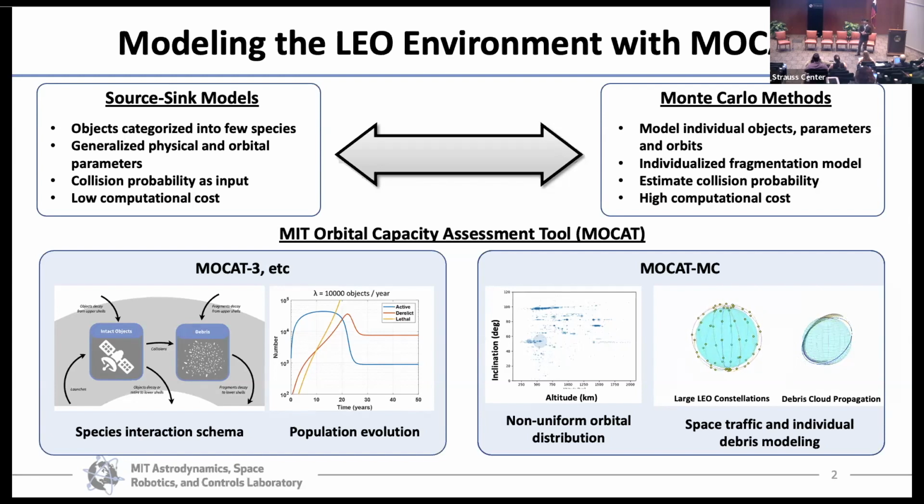And you need to have many, many samples to have some confidence in the statistics that you get at the very end. So it is a method that is more used today and a little more believable, perhaps, just because we're able to track every single object and you know exactly what's going on. Source-sink side is pretty generalized, but we call both of these together the MIT Orbital Capacity Tool, the MOCAT tool, and we're trying to bridge the gap, to have the best of both worlds: fast computation, but also something that's believable and validated.